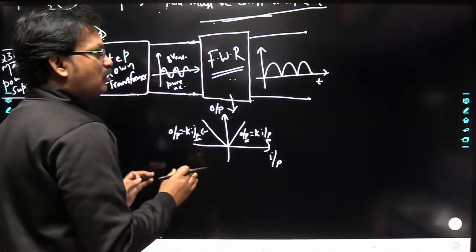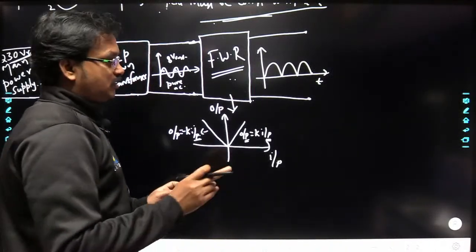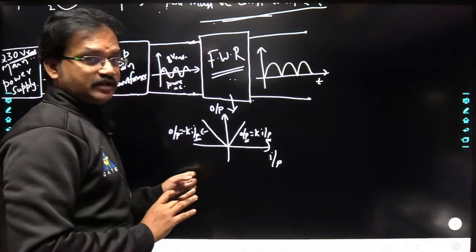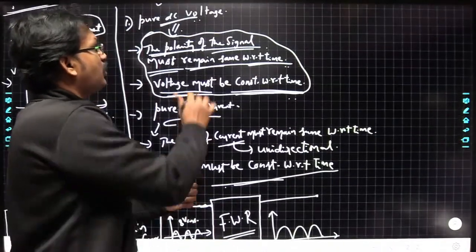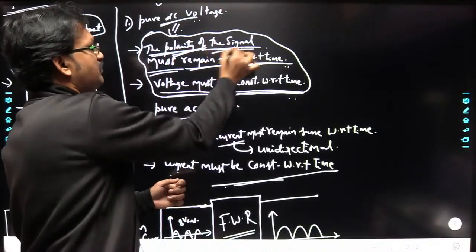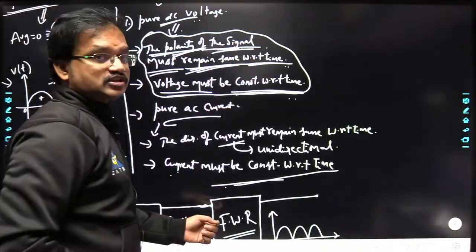Now we have achieved the first property of the DC signal. What is the first property of the DC signal? The polarity of the signal must remain the same with respect to time.